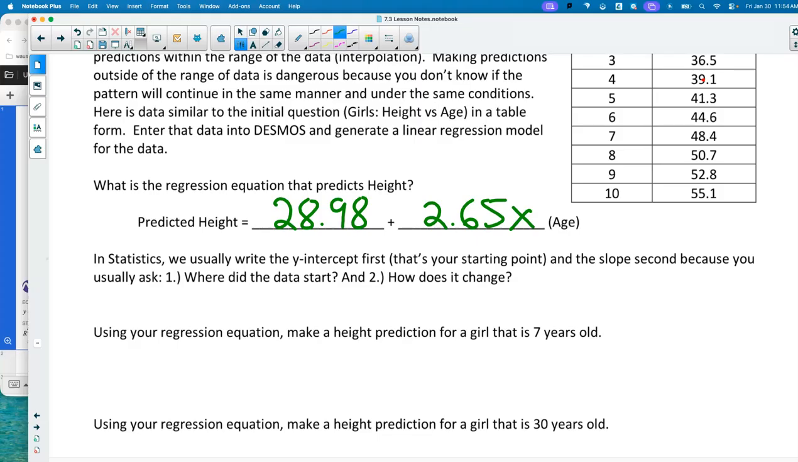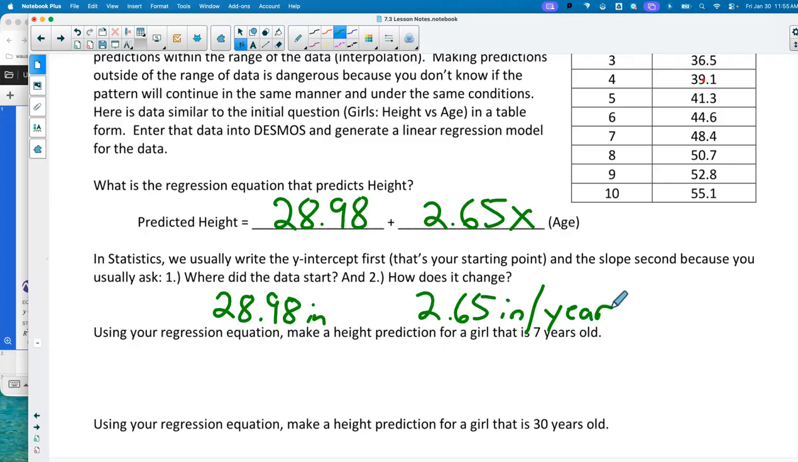So I'm going to slide down here. And where did the data start? It starts at 28.98. That's just inches. So the data starts when someone's 2 years old. This girl, whoever it was, that was their data point. And then how does it change? It changes by 2.65 inches per year. Now, I'm not picky about how you write the line, if you do the y-intercept and then the slope or vice versa. But I do get picky about the data, how we talk about it. If they give you units, you have to use units. You are interpreting the context of what the numbers are. Okay, that's a big part of stats. So I want to make sure that you are writing that stuff down.